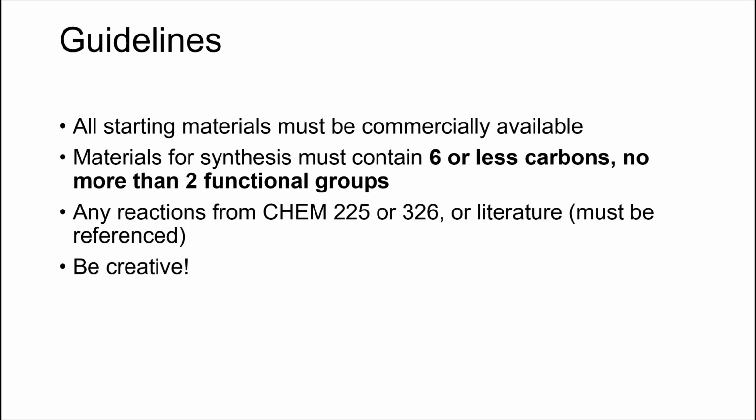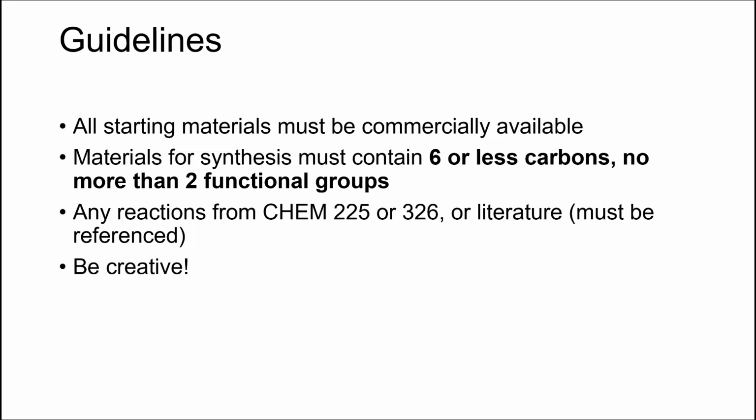The guidelines for your synthesis are that all of the starting materials must be commercially available. That means that you can't make up chemical compounds. Once you find a structure that you want to use, you can use SciFinder in order to determine if it is commercially available or not. There's no price limit or minimum or maximum. So if you find a starting material that costs $2,000 for 1 gram, you can still use that. There's not a price limit here.